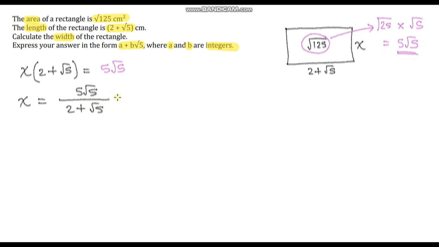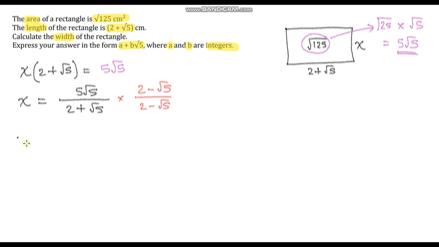So to rationalise the denominator, we need to multiply this fraction by 1, but instead of writing 1, let me just do this in a different colour. I'm going to multiply it by 2 minus root 5 over 2 minus root 5. Because essentially this is just 1. So we're not changing the value of the fraction. But if we do this, it will eliminate the surd in the denominator. Hopefully we'll see this in a moment when I multiply it out.